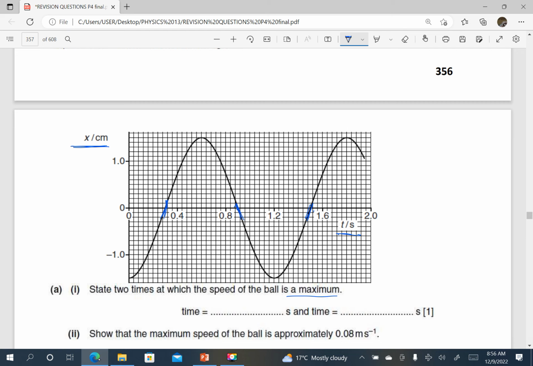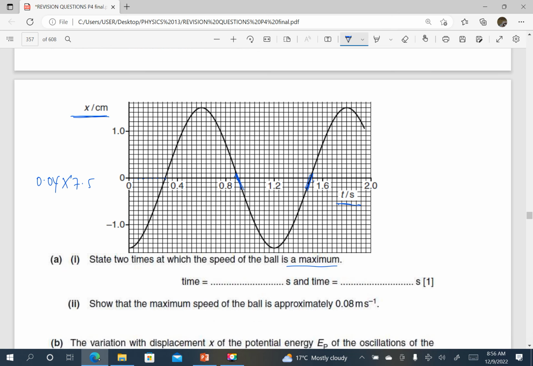So let's find this time first. Let's know the scale. We need the scale on the x-axis. It is 0.4 divided by 10 small squares, that is 0.04 each small square. So let's count the number of small squares until we reach the point where the graph crosses the x-axis. So this is 1, 2, 3, 4, 5, 6, 7.5. So I multiply 0.04 times 7.5. That is 0.3. The first time is 0.3, where speed is maximum.